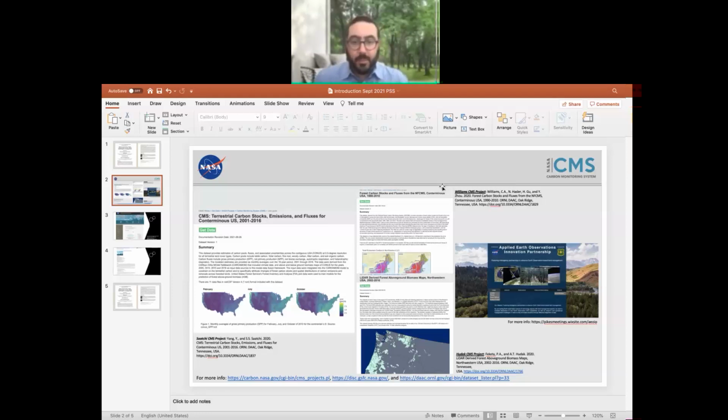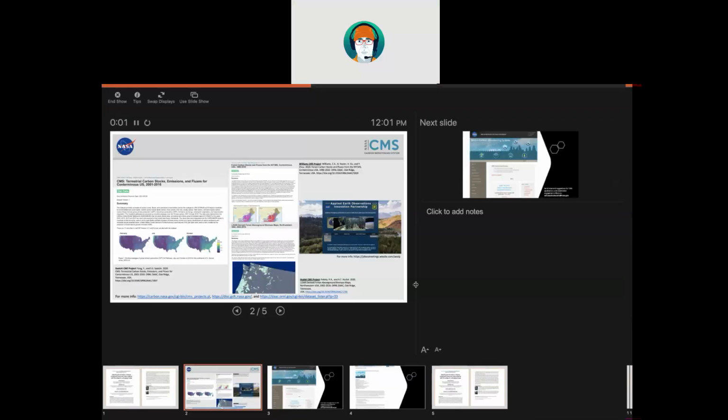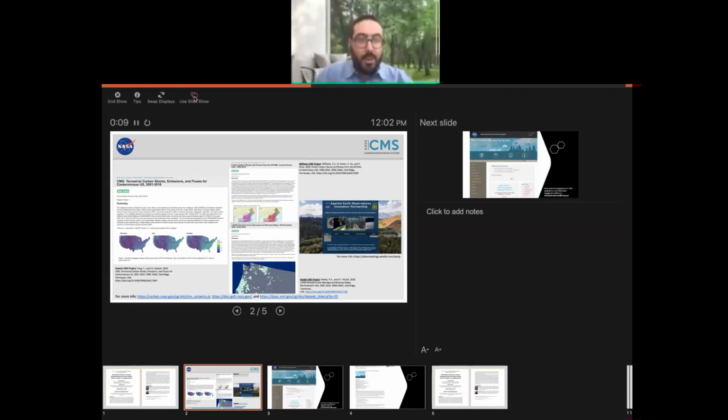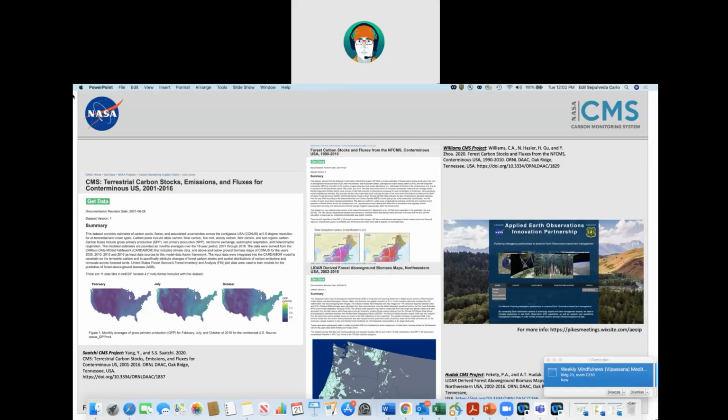You're not in full screen. Okay, let me see now. Can you see it now? You have to switch the display, swap displays. Let me do that. Usually, when I do that in WebEx, the computer goes crazy. Go one button to the left and swap displays. Yeah, let me see, because now the computer went. Can you see it? Yeah.